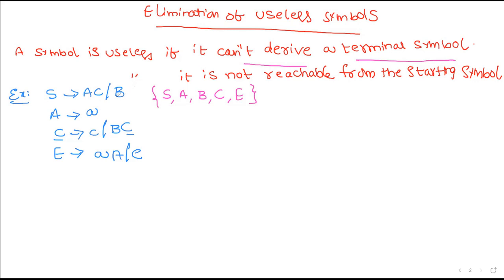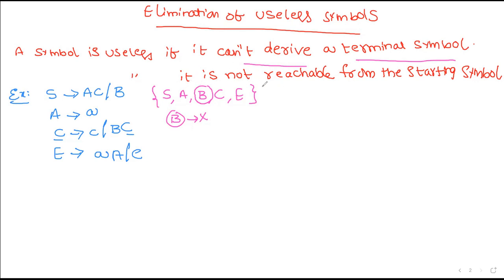Now, observe B. From B, there is no terminal symbol. B does not provide any terminal symbol, so B is useless. Similarly, C produces small c, so no problem. Capital E produces small e, no problem. So, by using the first step, only B cannot produce any terminal symbol. So, B is a useless symbol. Now, consider the second one.